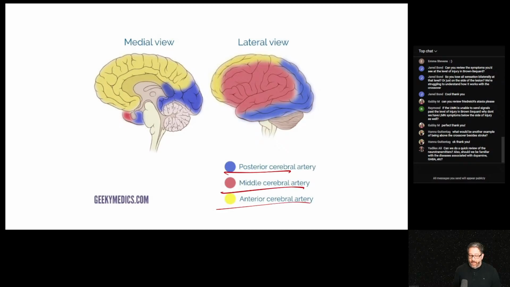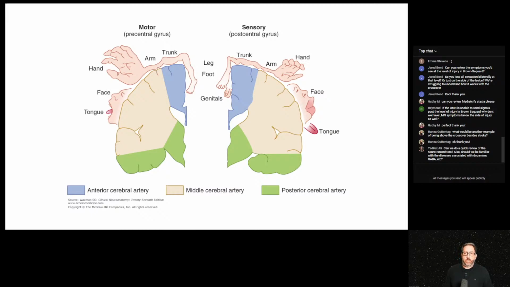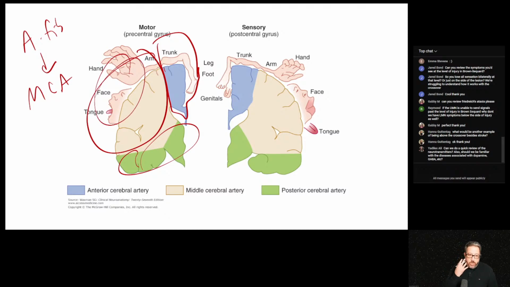Posterior, middle, and anterior. Make sure you remember this one, and this is the really big one that explains why. This is your anterior supply. Here's your middle supply, and there's your posterior supply. So a lot of the problems, especially AFib, usually go to the middle cerebral artery.